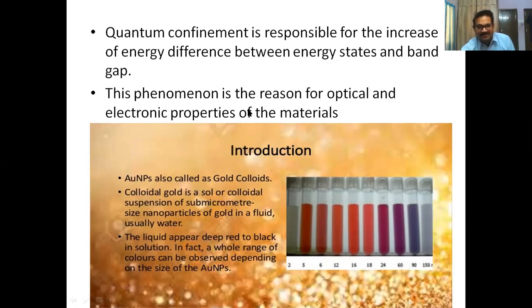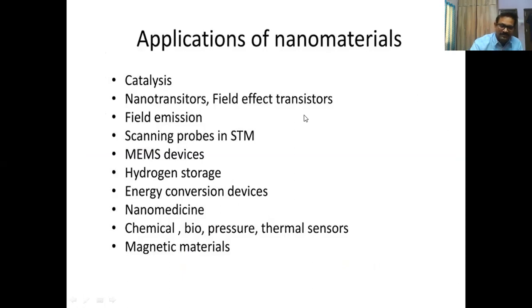So optical and electronic properties are due to the spacing. This spacing or band gap is increasing, especially with the quantum confinement effects. That means when size is reducing, the band energy is increasing, which gives rise to optical and electronic properties. So these properties, the chemical, electronic, magnetic, everything. So here we can use the nanomaterials in various applications.